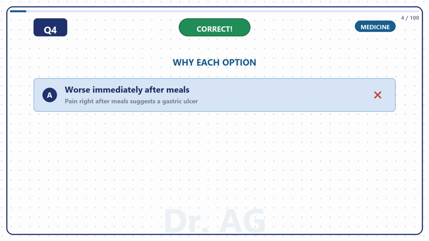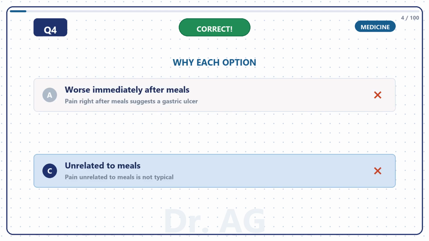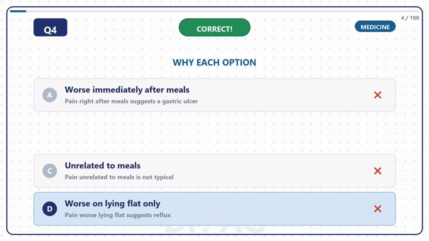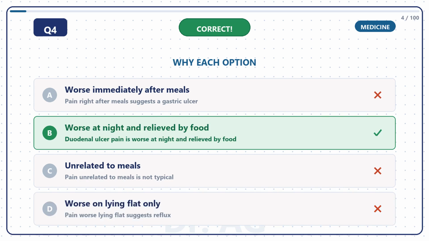Let's go through the options. Worse immediately after meals. Pain right after meals suggests a gastric ulcer. Unrelated to meals. Pain unrelated to meals is not typical. Worse on lying flat only. Pain worse lying flat suggests reflux. And the correct answer is worse at night and relieved by food. Duodenal ulcer pain is worse at night and relieved by food. So, the right answer is option B. Worse at night and relieved by food.